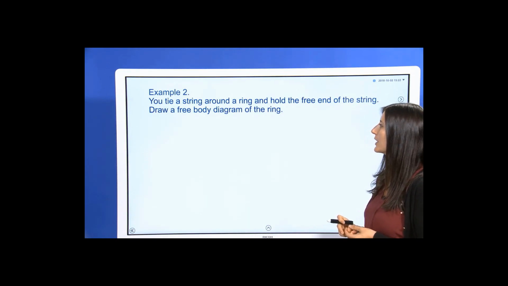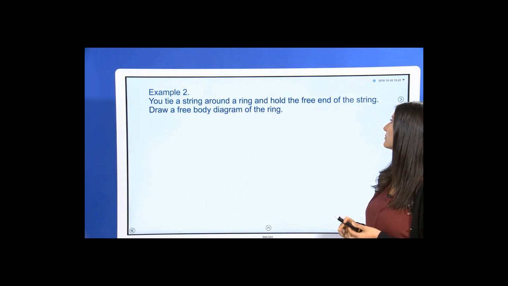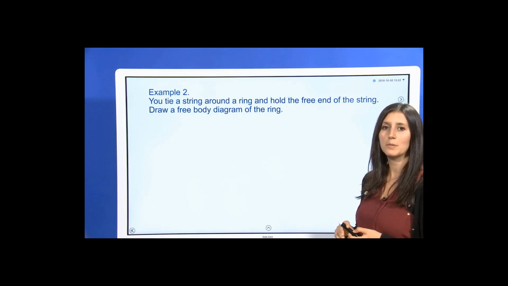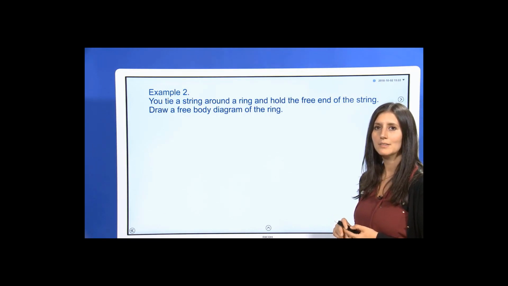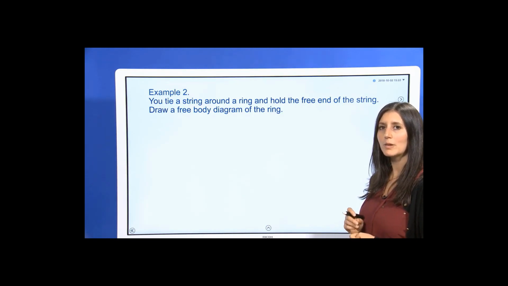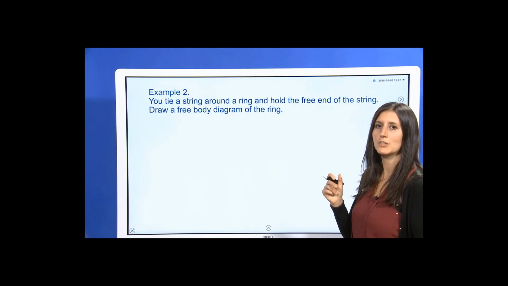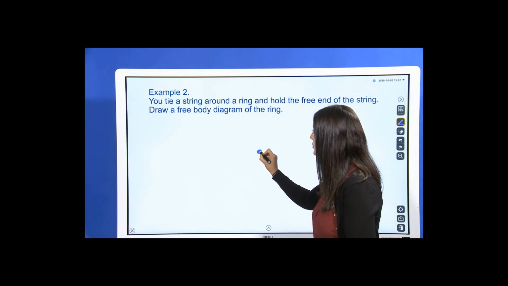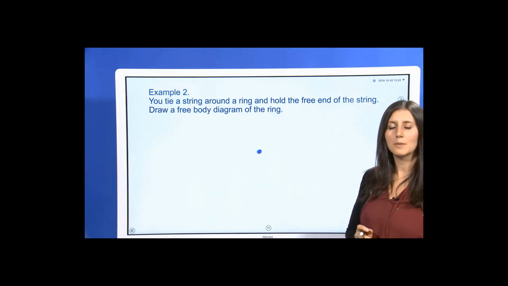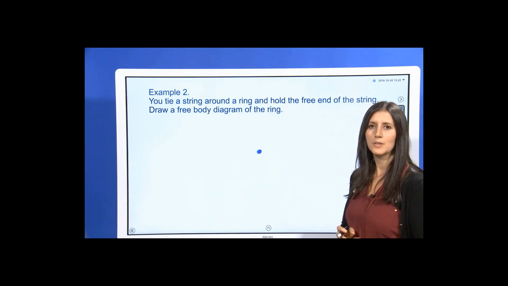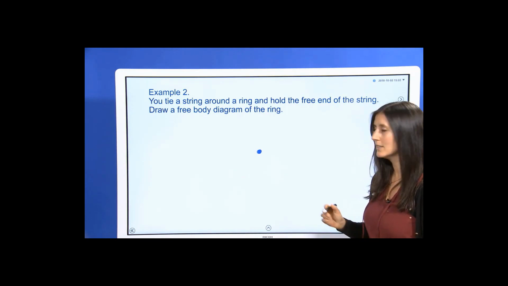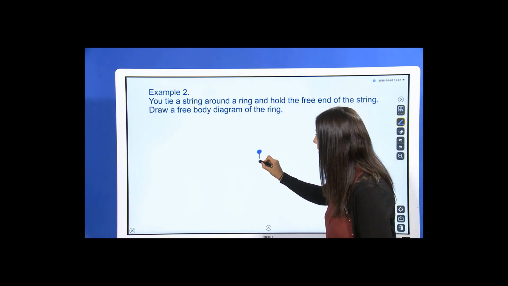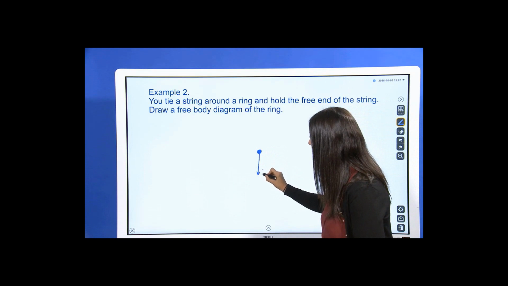Okay, second example. You tie a string around a ring and hold the free end of the string. Draw a free body diagram of the ring. Okay, so this is the example that we already spoke about before. We have a ring, it's being suspended by a string. So we're going to draw a free body diagram. First, we'll draw a dot to represent our ring. And now let's think about all the forces acting on it. So we always have a force of gravity, so let's put that in. Force of gravity always acts straight down.